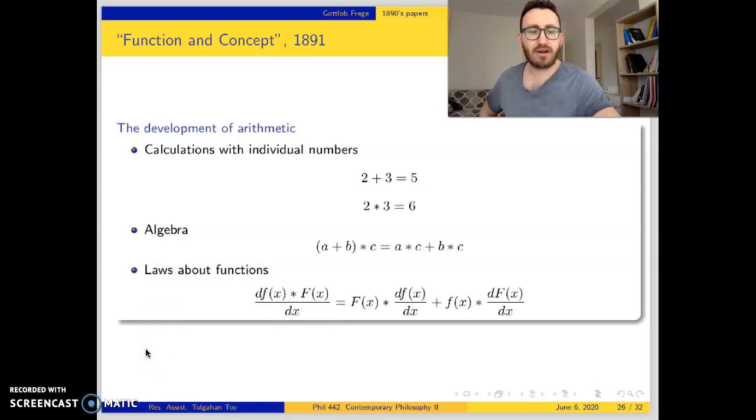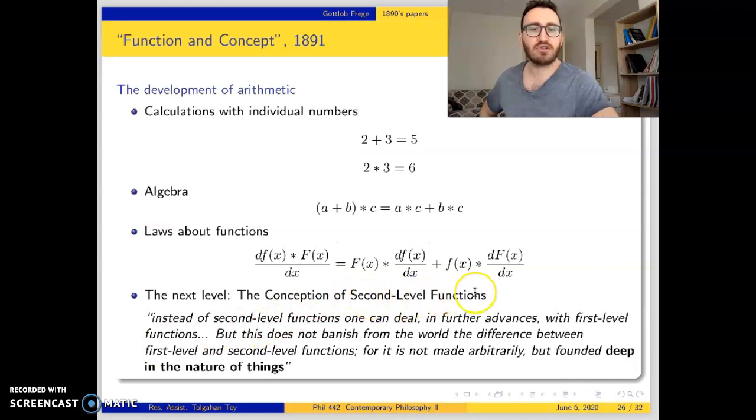The next level, which is Frege's level, is the conception of second level functions. First level functions are functions that take objects as their arguments, and second level functions take functions, first level functions, as their arguments. This quotation is very important to understand Frege's metaphysics in function and concept, or in other articles, which you can find at the end of this article. Instead of the second level functions, one can deal in further advances with first level functions. So practically you can do everything with the first level functions with further advances. At least you can try to do.